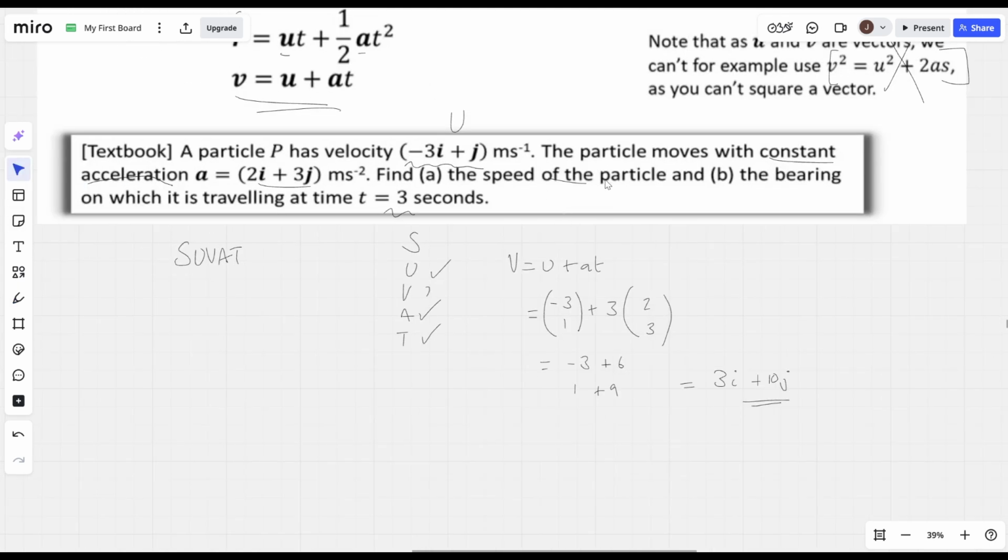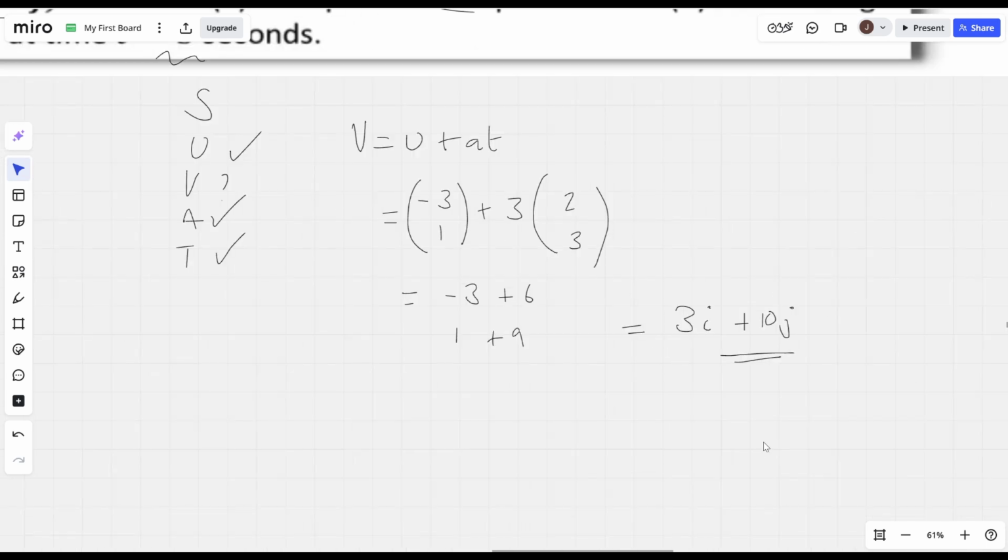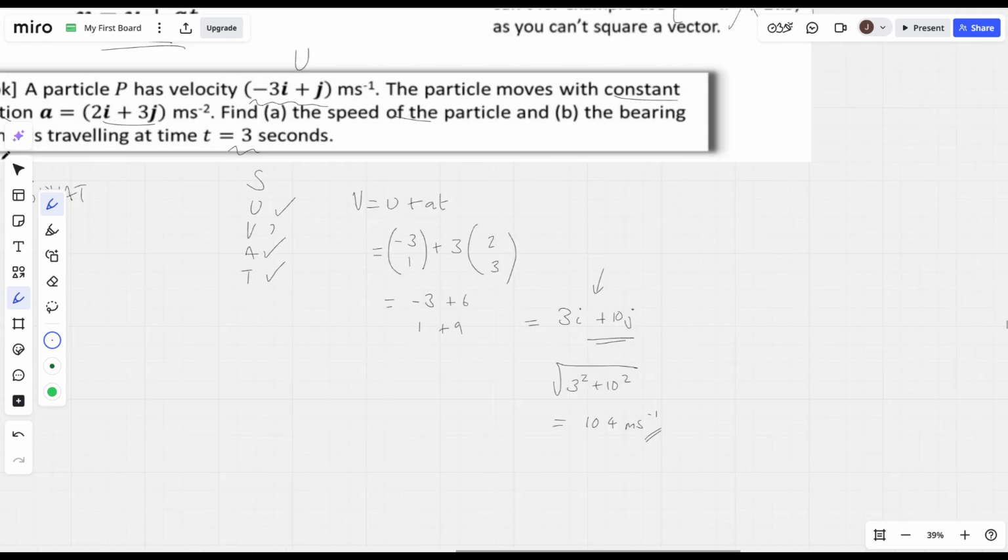So, find the speed. It does say speed, right? At the moment this is actually a velocity. So speed, that's when we need to find the magnitude of it. So we're going to do one of those there, and I've got written down in my notes 10.4 meters per second for that one. Anything else we need to do?